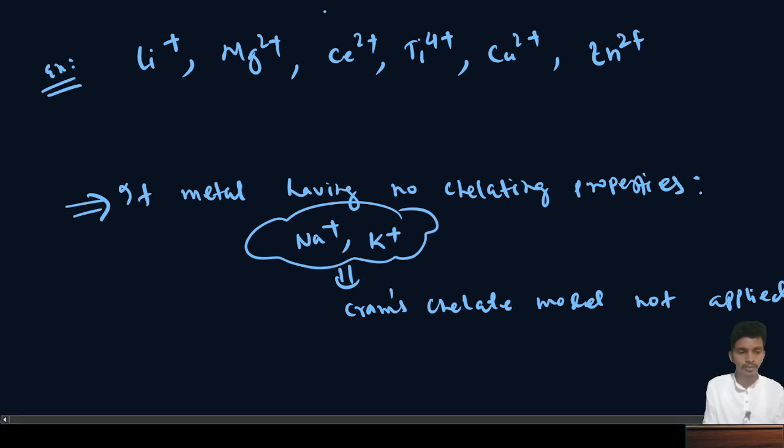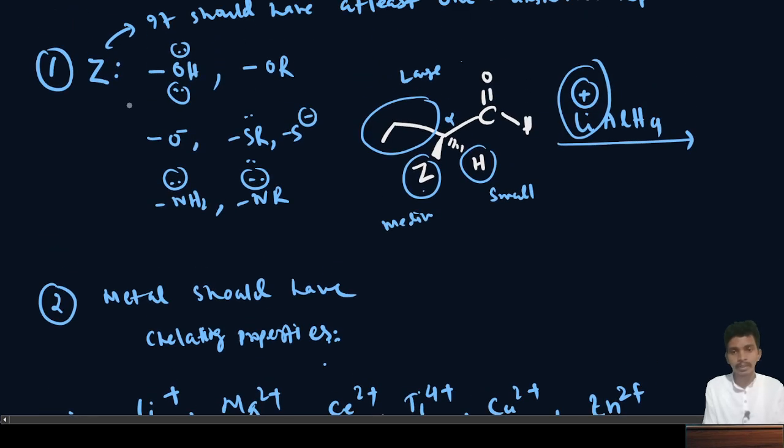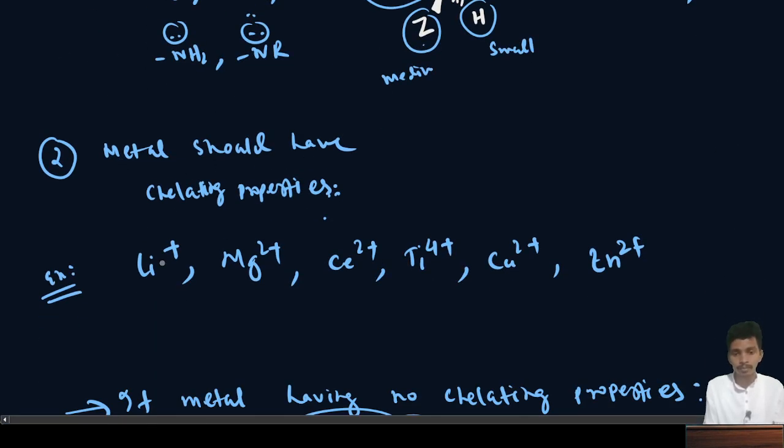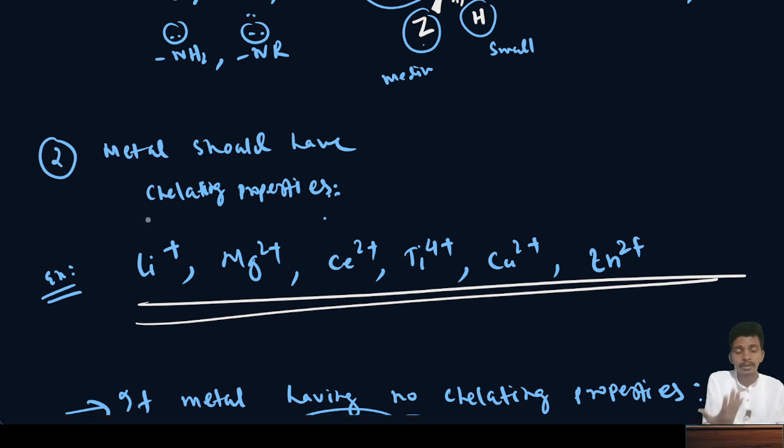Okay, so if these two conditions are satisfied: first, the Z group should have at least one unshared lone pair, and secondly, the metal should have chelating properties. If these two conditions are satisfied, then apply Cram's chelate model.